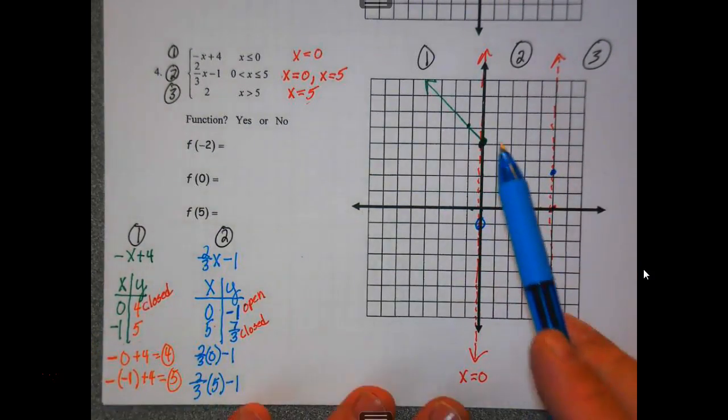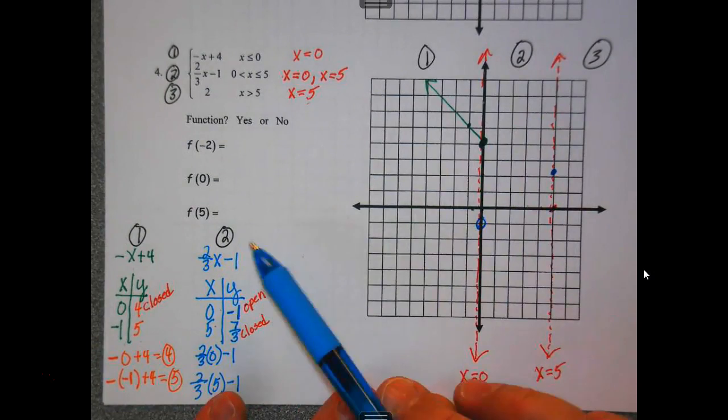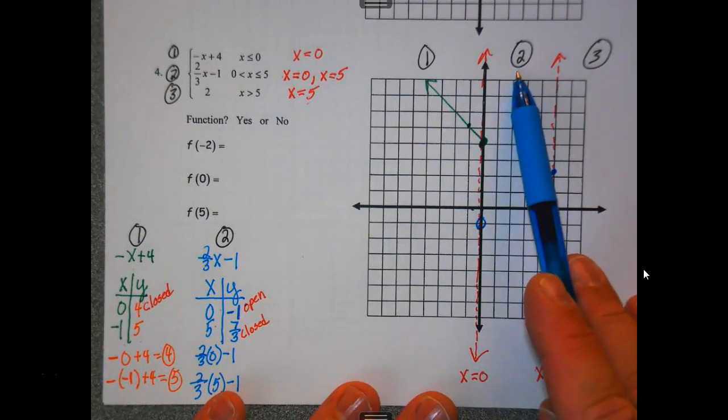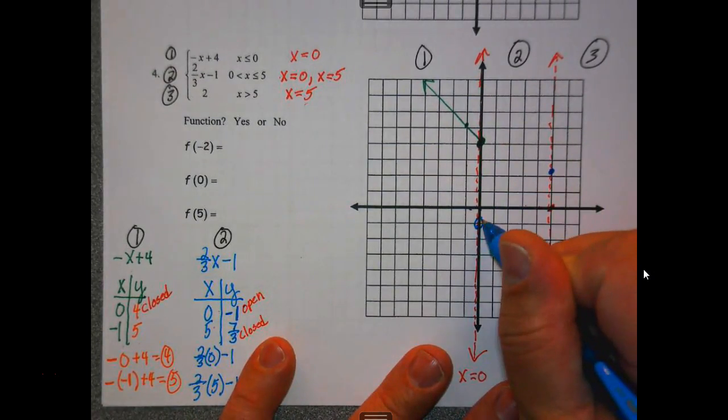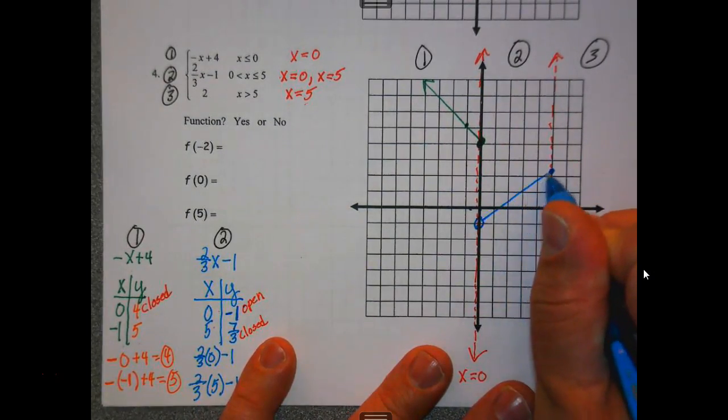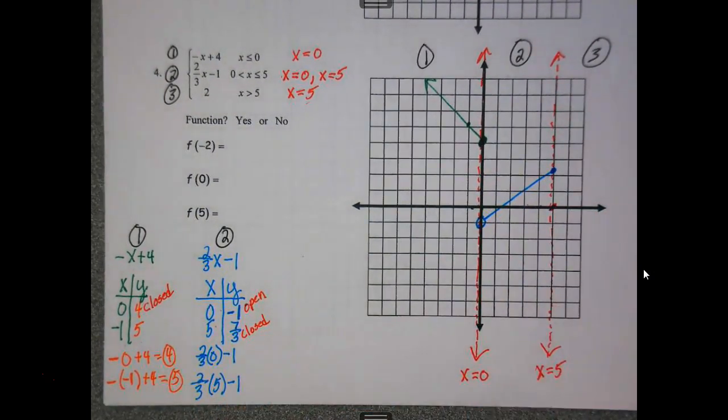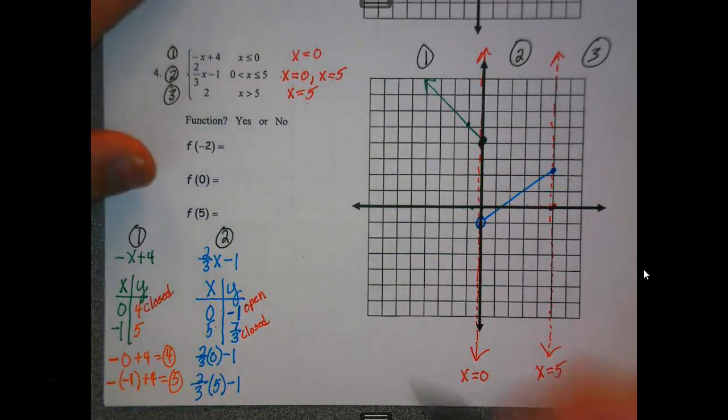Now be careful when you're drawing this line. You want to stay within that section 2. Don't go past that vertical line x equals 5, because that is for section 3.